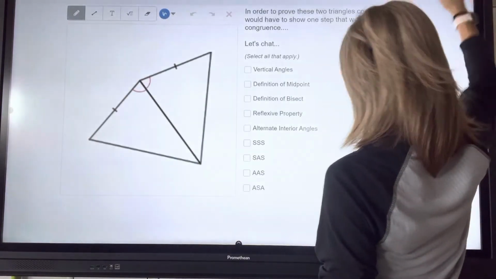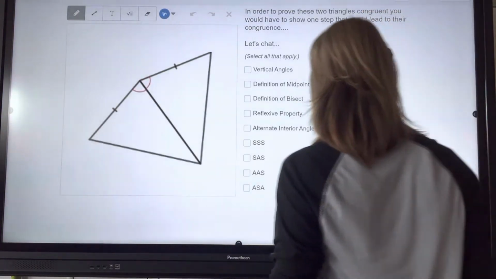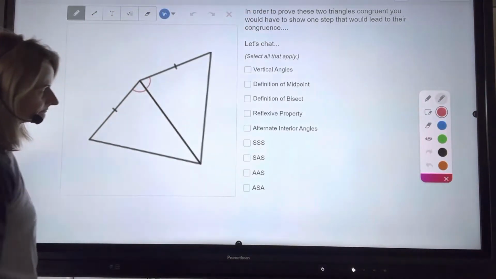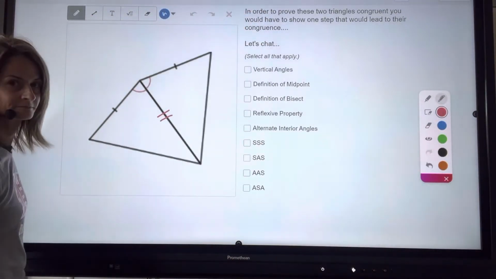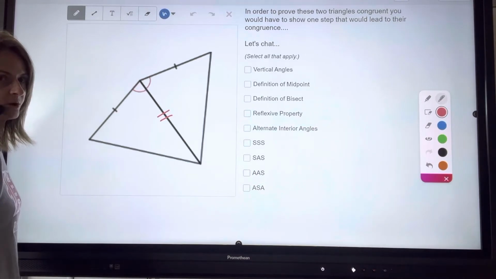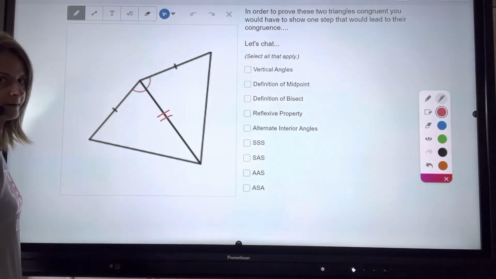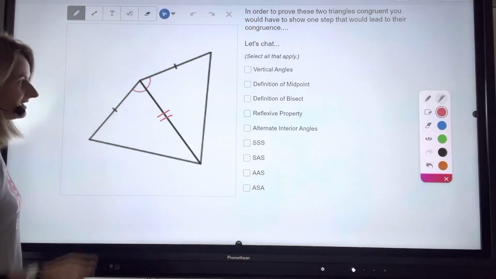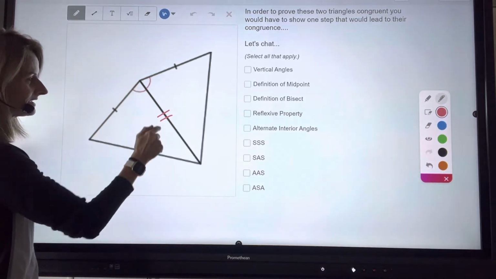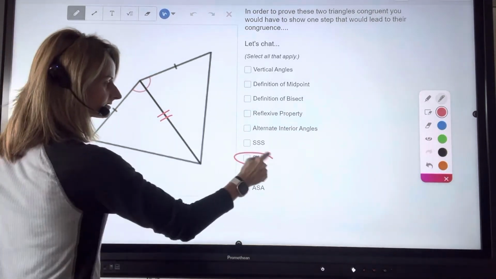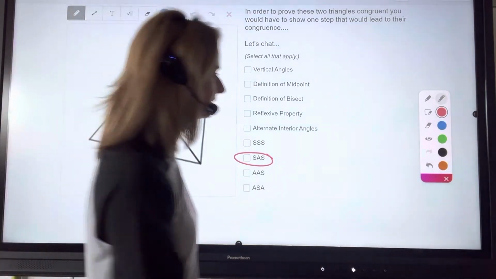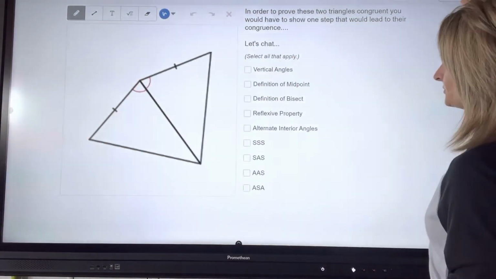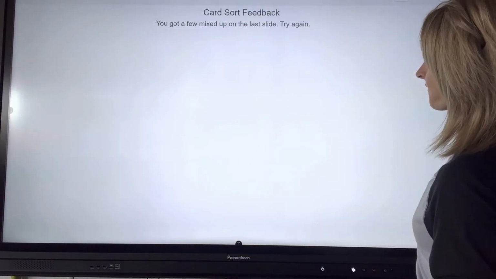What about this one? Shared side. So they're congruent by side, angle, side. That would be SAS. Okay? I feel like we're getting it. We're getting there. All right, we're moving on.